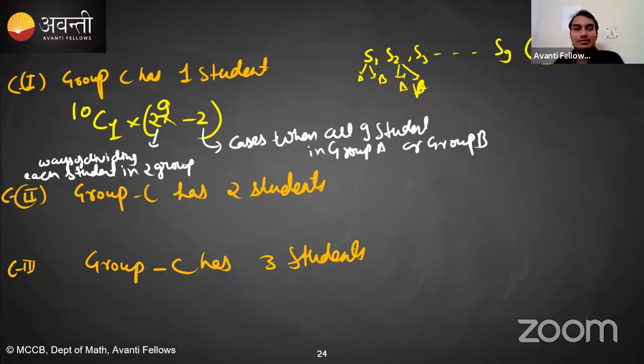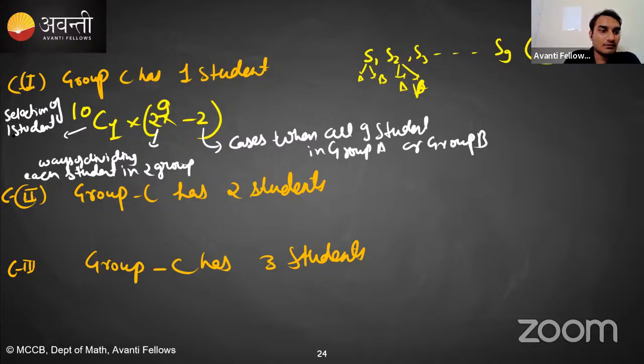Tell me, is this clear, everyone? Just let me know the answer in the chat box. Is this clear? And what is 10C1? 10C1 is saying that selecting one student for group C. Selection of one student for group C. Is this clear? 10C1 is selection of one student in group C.